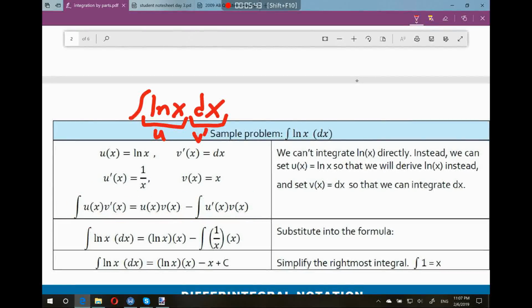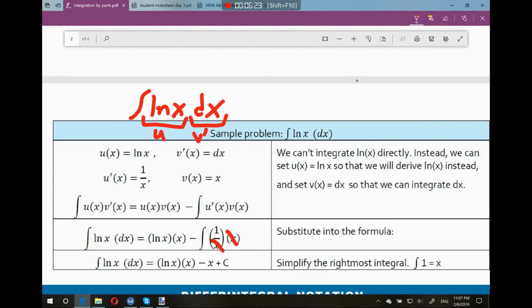So the integral of uv prime, that's ln x dx, should be equal to u, ln x, times v, x, minus the integral of u prime, 1 over x, times v, x. For this last integral, 1 over x and x can cancel. So that leaves me with the integral of 1, which is x. So my final answer, if I integrate natural log of x in terms of x, I should get x ln x minus x plus c. Any questions on what we did here?